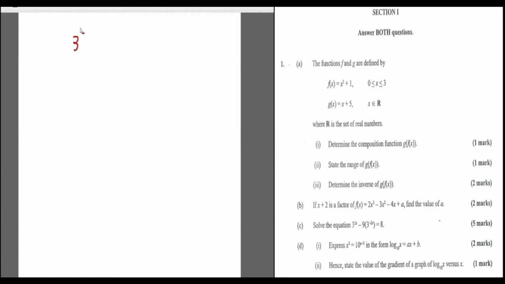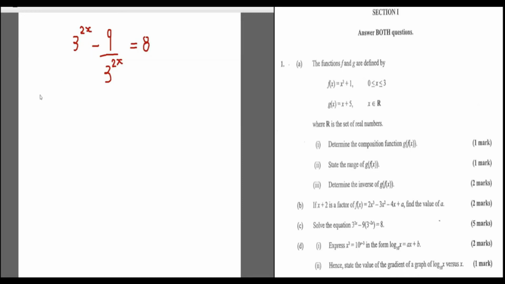So I'm just going to rewrite it as 3 to the 2x minus 9 over 3 to the 2x, because 3 to the minus 2x can be written as 1 over 3 to the 2x. So I can write it this way, and that's equal to 8. Nice. So now I have this equation to solve.